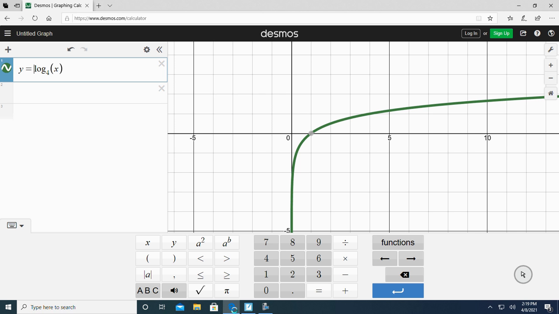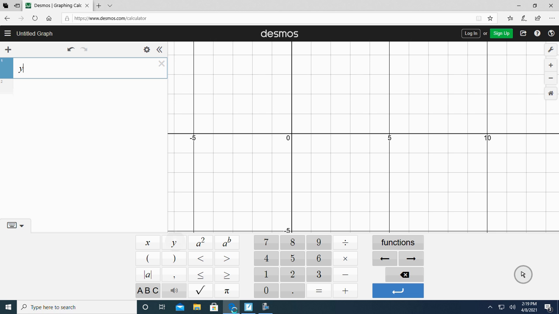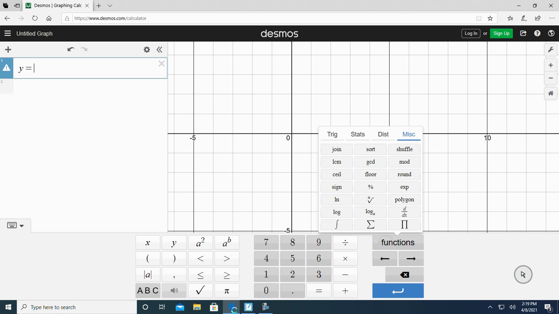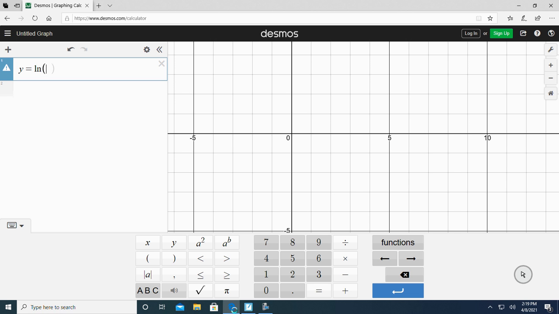The natural log ones, just so you know and are aware of it, you go y equals, go back to functions, and find the ln, which is right here. And they just have ln x. And again, the natural log curve and the log curve are very similar looking graphs. They're supposed to be. Okay? So that's what we're going with.